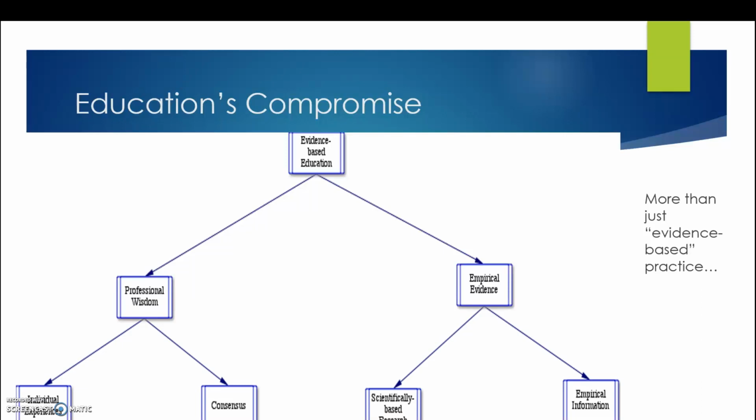We're now going to take a look at a visual called Education's Compromise. The main idea of this visual is that in education, or in practice for behavior modification or any kind of service provision of this nature with teaching and learning, there's more to it than just evidence-based practice. So you'll see here that evidence-based education or teaching can come from both empirical evidence, which is the research that we were just discussing, scientifically based research and empirical information, but it must also come from professional wisdom.